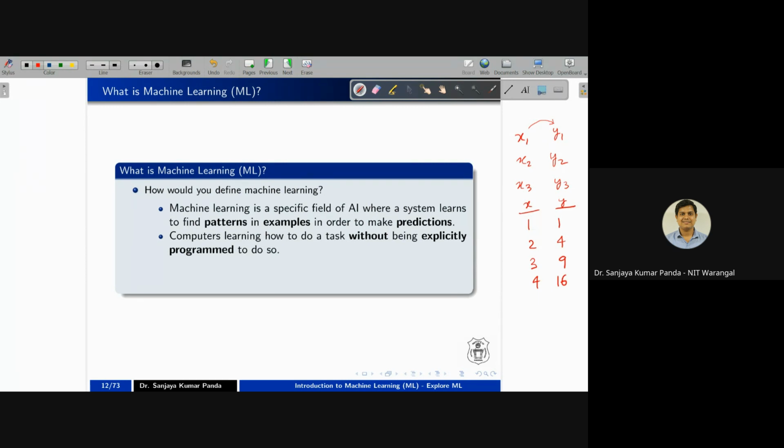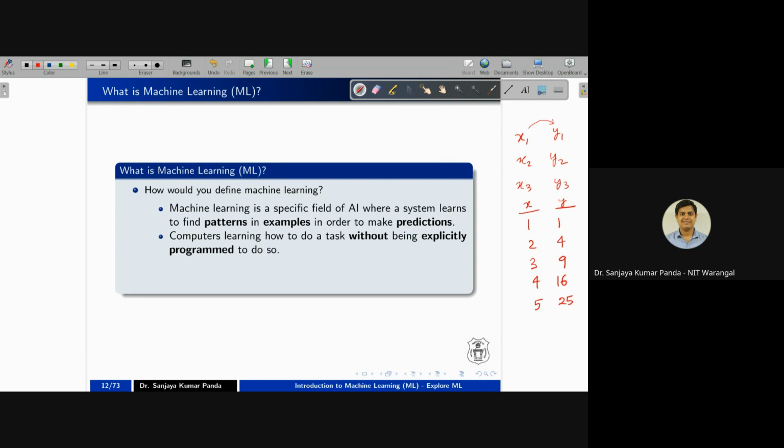What is your input and what is your output? What pattern is converting? What is the sequence we are taking? And why are we taking that one? From that, we are going to make a prediction. For example, in this case, if I put 5 here, everybody will say 5 square is 25. So that is our prediction.